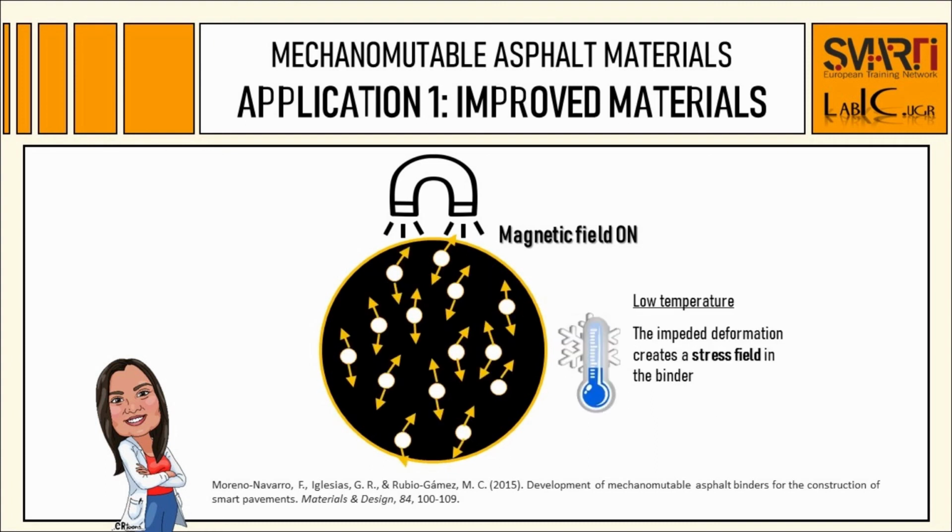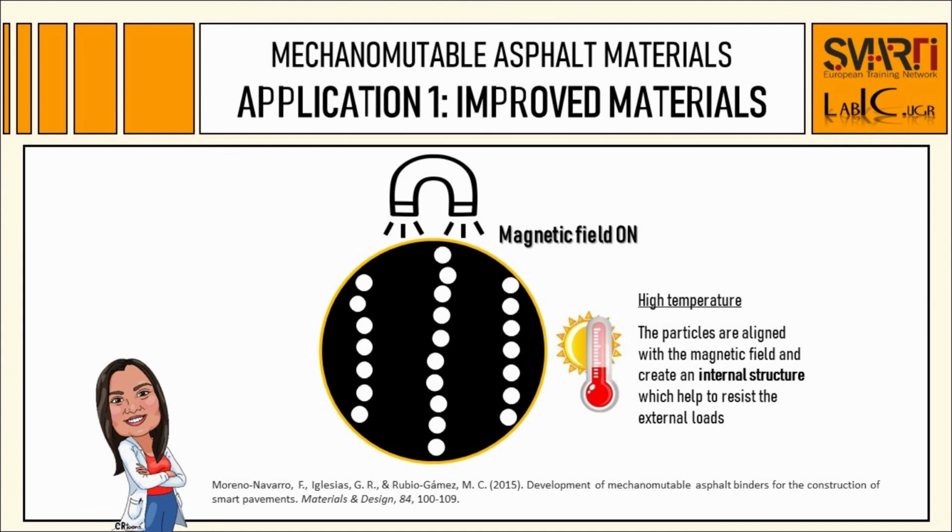1. If the material is at low temperature, the movement of the magnetically responsive materials will generate an internal stress field which improves the dynamic modulus of the binder. And 2. If the material is at high temperature, the magnetically responsive materials will create an internal structure which also improves the mechanical capacities of the binder.